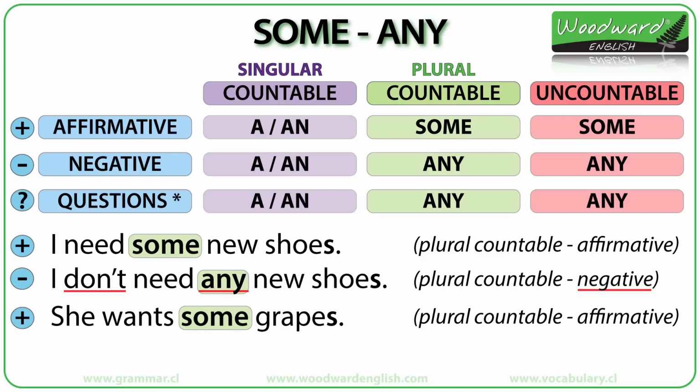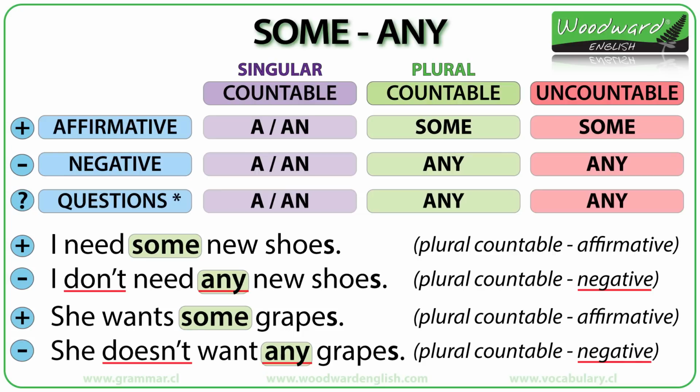She wants some grapes. Some because it is an affirmative sentence. What would be the opposite of this sentence? She doesn't want any grapes. Any is used because it is a negative sentence.